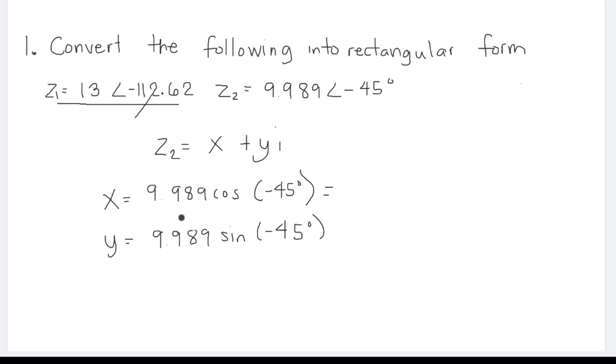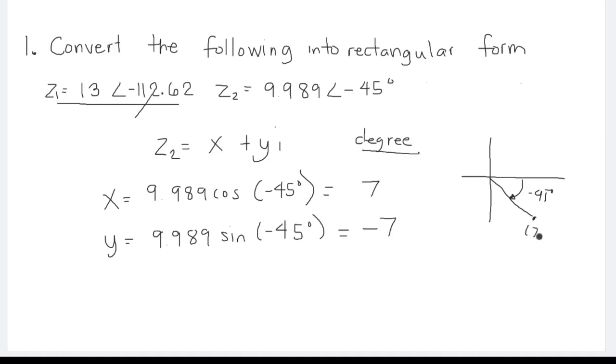If you solve for this value, again, make sure your calculator must be in degree mode in solving polar form. Kung naka-radian yan, magkakamali tayo. So for x, the value of x is 7, while the value of y is negative 7. Again, mache-check din naman natin yan kasi we have negative 45 degrees. So from origin, we have negative 45 degrees. That's clockwise kasi negative. Then, as we can see, 7, negative 7 is siguro nandyan yan.